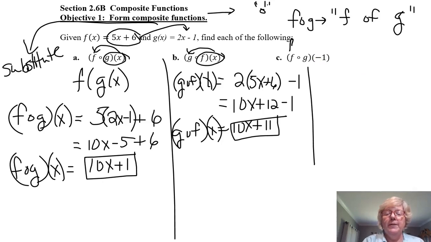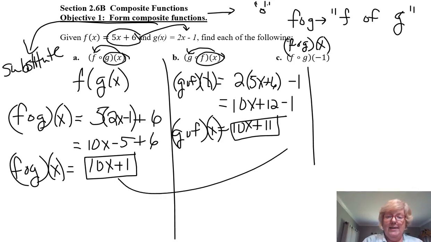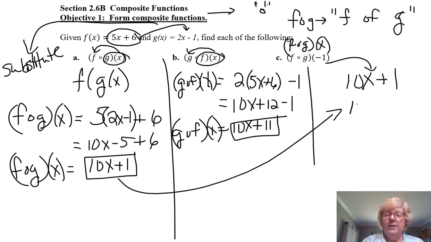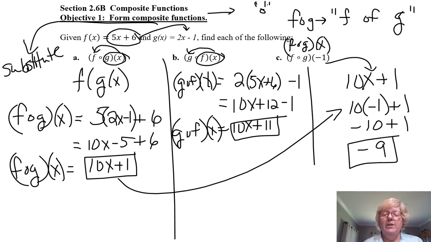What you can do here, if you have already taken f of g of x, which we did, part A, bring over your part A answer, and just plug in the number they give you. So that would be 10 times negative 1 plus 1. When you work that out, you end up with negative 9. So if you have a number with FOG or with GOF, just take the previous answers and plug in that number. I hope this helps you understand composite functions a little better.